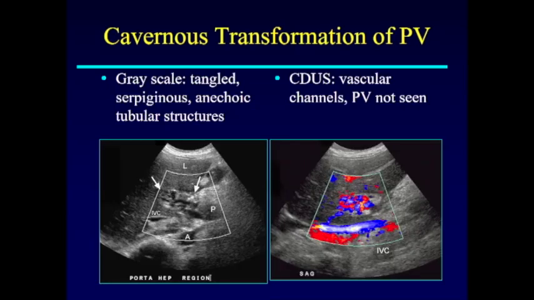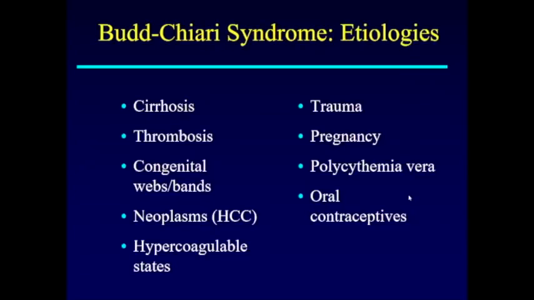So here's the grayscale appearance of cavernous transformation within the porta hepatis. You see these tangles of serpiginous anechoic structures. You put on color Doppler, you see vascular channels, but you do not see a normal portal vein.